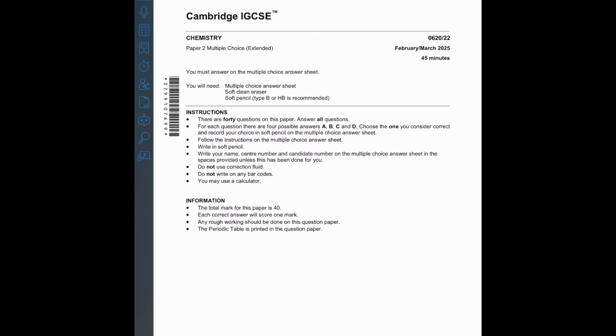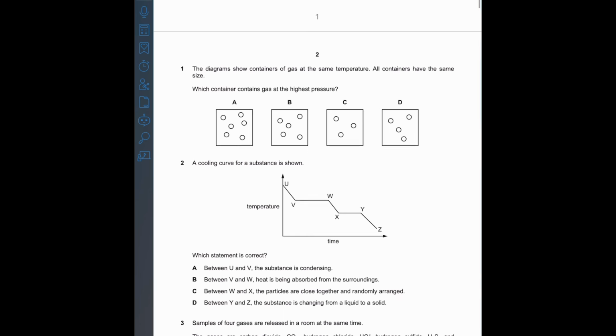And today we are going to do the chemistry Feb March 2025 paper 2 variant 2. This is the latest paper and let's get started.